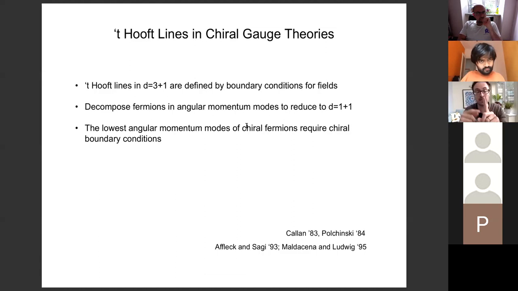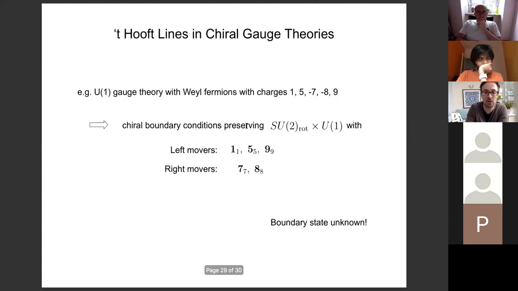The problem is that a 't Hooft line is defined by imposing boundary conditions on fields. The boundary conditions that you have to impose on the chiral fermions in 3+1 dimensions turn into the kind of chiral boundary conditions that I've been describing here, but not within this class that a U(1)^N is satisfied. And in fact, they're boundary conditions that just aren't known in the literature. So here's a particularly simple example. A single U(1) gauge theory in 3+1 dimensions with Weyl fermions with charges 1, 5, minus 7, minus 8, and 9. This probably doesn't look familiar, but it's the simplest non-anomalous chiral gauge theory in 3+1 dimensions.